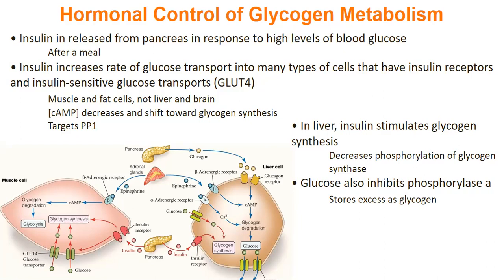When this happens, cyclic AMP decreases and you no longer break down glycogen, which makes sense. Insulin can go and interact with PP1, and we did see this when we were talking about PP1 regulation in the muscle, how insulin affects that as well. So that's our hormone control. Glucagon and epinephrine lead to the breakdown of glycogen. Insulin leads to the storage of glucose as glycogen.